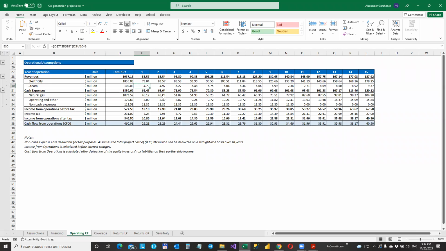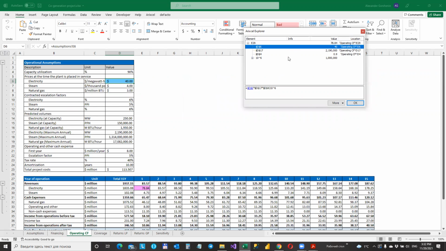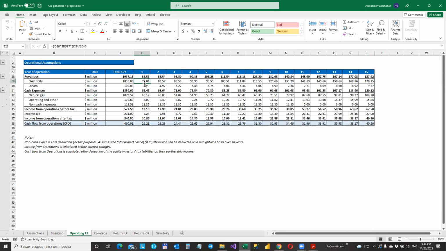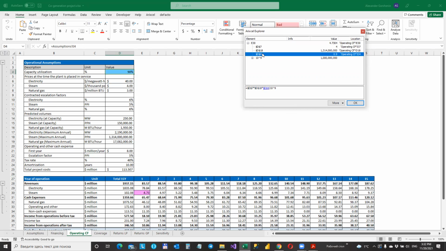And here we have the calculation of the revenue stream. So you have the electricity, that is again not hard numbers, it's computed numbers. You can see that we have the initial price per megawatt hour for the first year. We have the quantity of electricity provided in megawatts. We have the capacity utilization we start with, that the figures go to this calculation of operation revenue. The same for the steam, all comes from the assumptions.